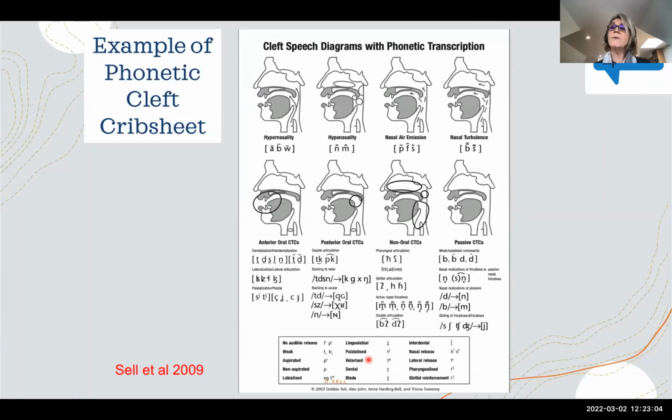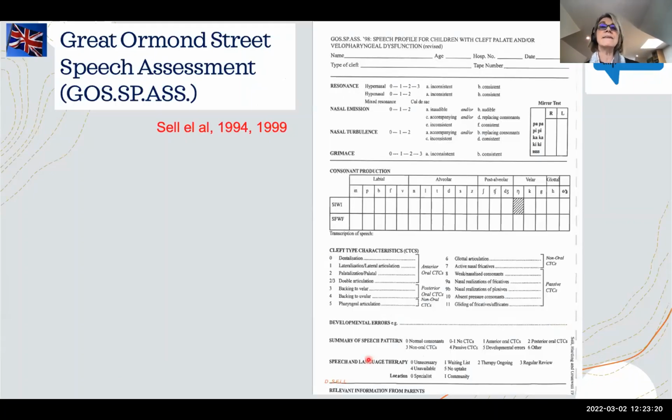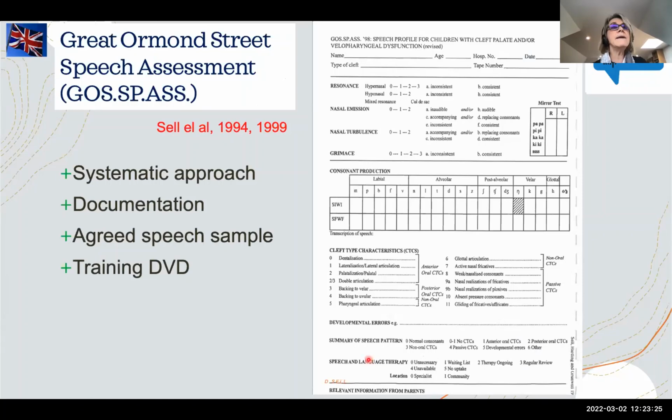So this morning, what I'm going to do is use the clinical assessment that we use in the UK to demonstrate some of the aspects of what we need to assess. This particular assessment is called the Great Ormond Street Speech Assessment, the GOSPA. It has two forms, and we're going to focus on this front form for the moment. It's a systematic approach. It allows you to document what you're hearing in front of you in a very concise way. It is a screening assessment, and we have an agreed speech sample. We'll talk about that in a moment. And in addition, there is a training DVD that goes with it.